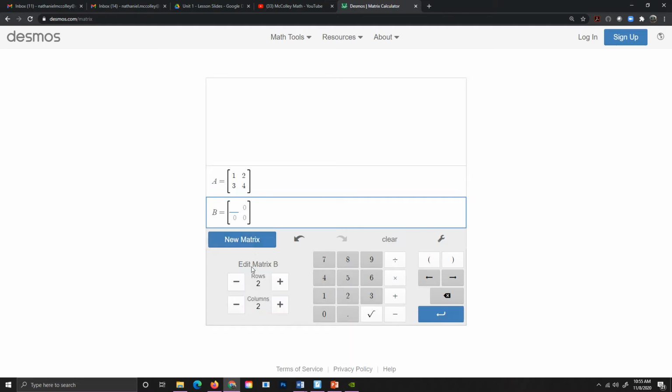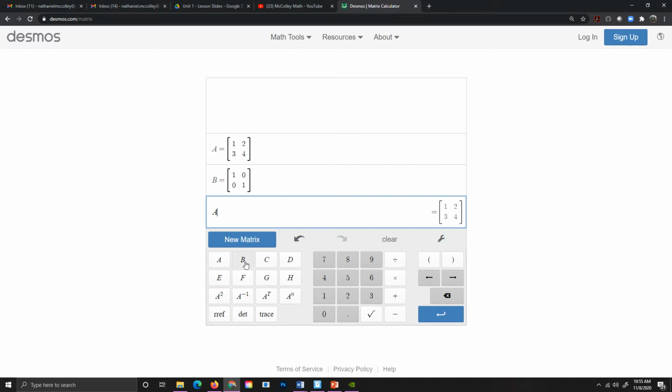We're going to hit new matrix, and this one we're going to make an identity matrix. So 1, 0, 0, and I apologize, it should all be right arrows there. And so 0 right arrow and then 1, and then we'll enter that. And if we go A B, you'll notice I get the original matrix back. So the B is our identity matrix.